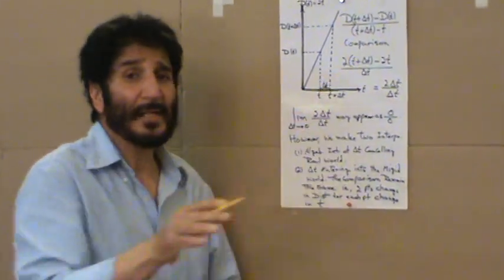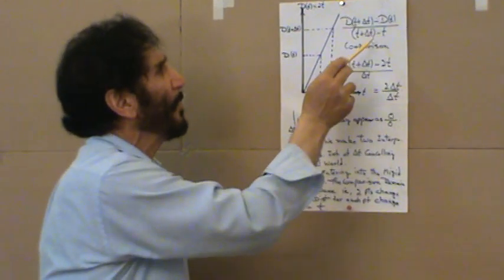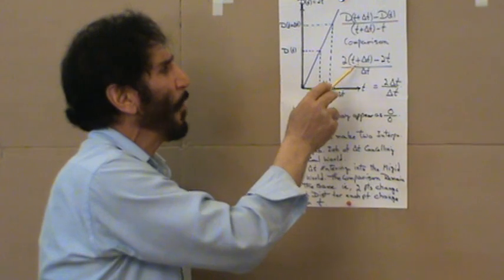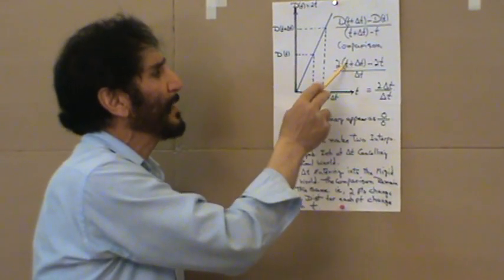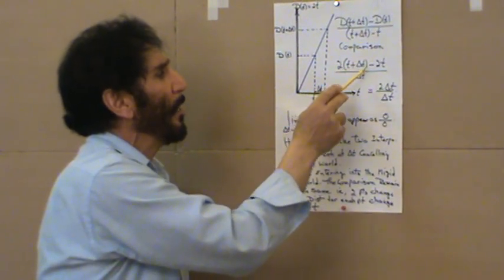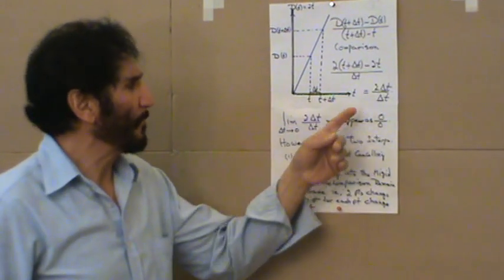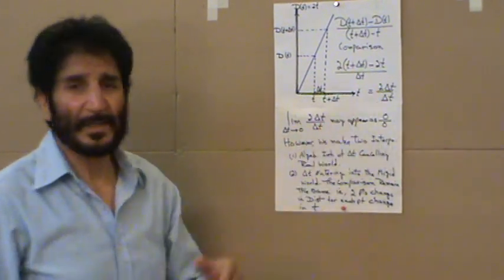So the denominator becomes what? The denominator becomes delta t. The t's cancel each other. So I'm left with what? I'm left with 2 times t plus delta t minus 2t over delta t. When I simplify that, I end up with what? I end up with 2 delta t over delta t.